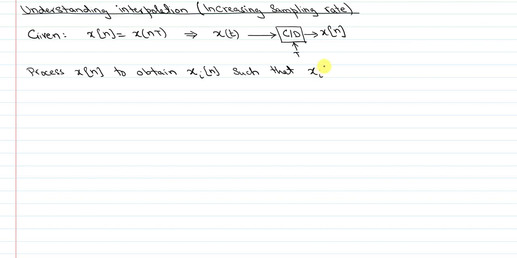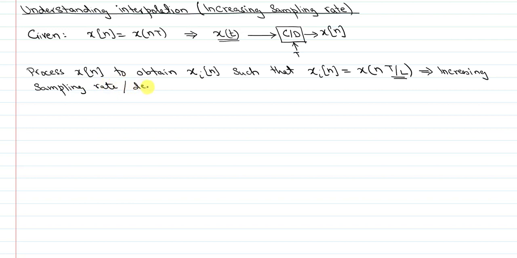So we want something x_i[n] that appears as if it is obtained by sampling this signal x(t) with a sampling period of T/L, or sampling rate of L/T. So effectively, we want to increase the sampling rate, or equivalently, we want to decrease the sampling time.